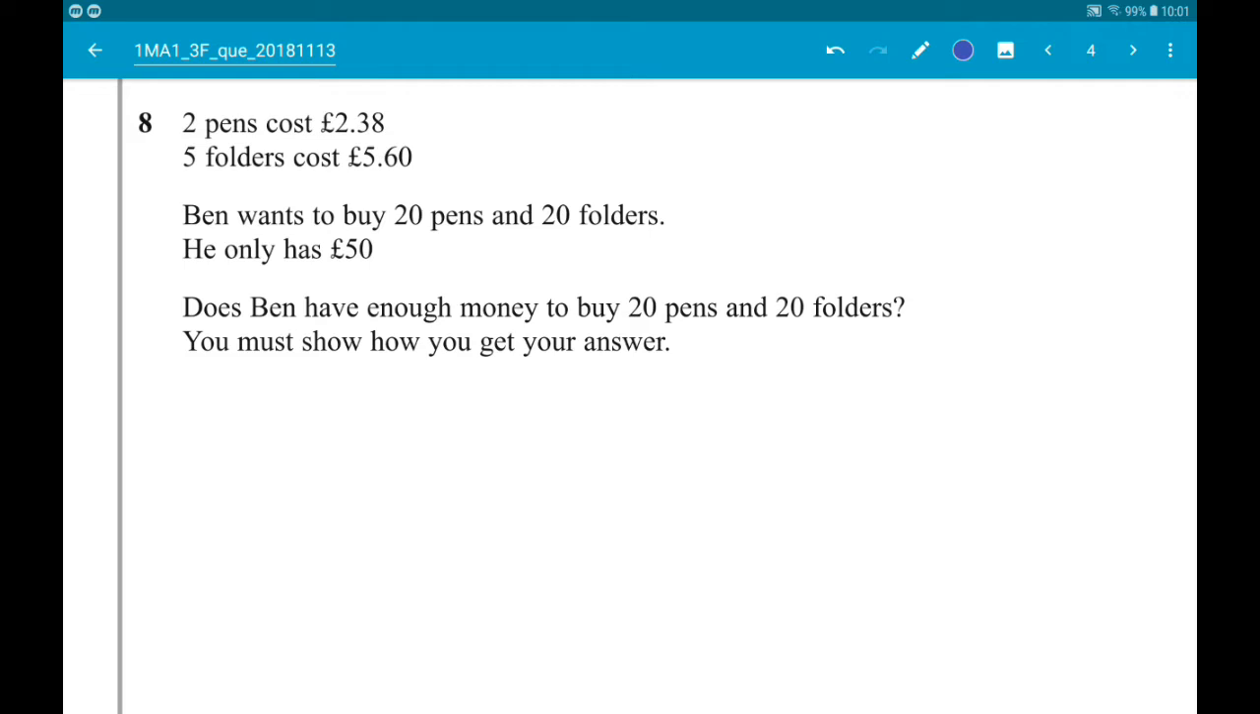Okay, so to buy 20 pens, he's going to need to buy 10 lots of 2 pens. So 20 pens is going to cost 10 times £2.38. Which is £23.80p.